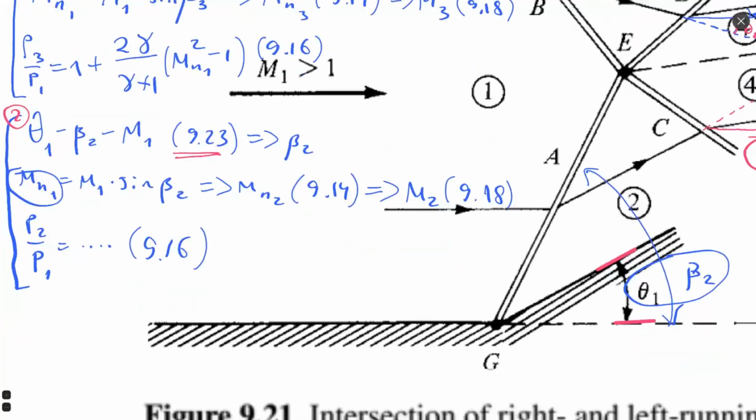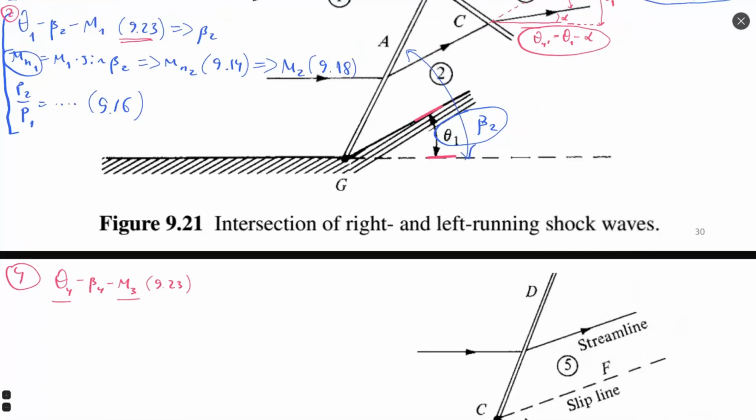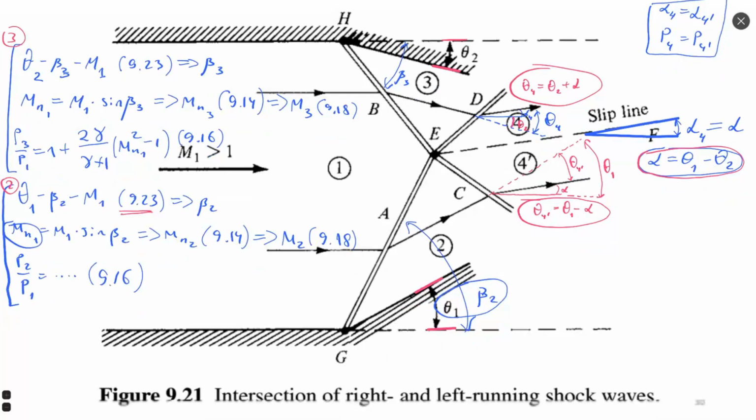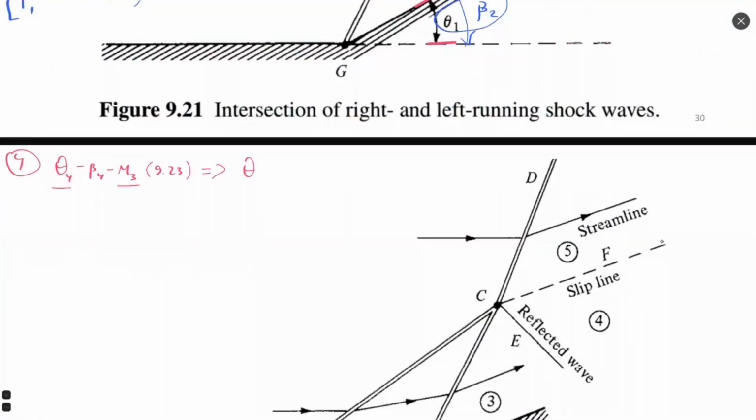What we know from this relation, same as equation 9.23, same. From this equation, we know already theta 4 and M3. We know theta 4 because we assume an initial value of alpha. We assume that alpha is the difference between theta 1 and theta 2 for the first iteration, and theta 2 we also know. So I will rewrite this theta beta M equation as theta 2 plus alpha, beta 4 and M3. So we know this part of the equation, we just do not know beta, and we obtain beta 4.